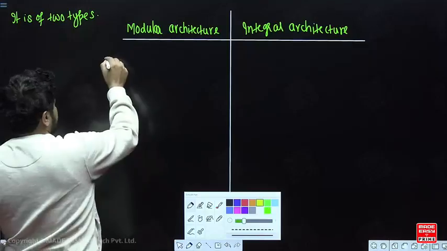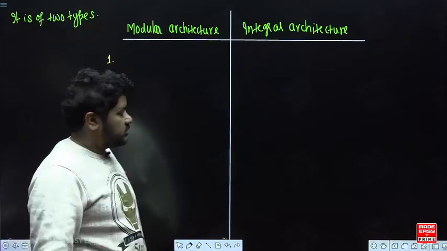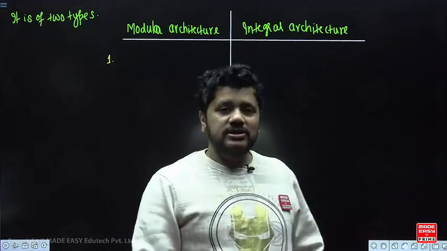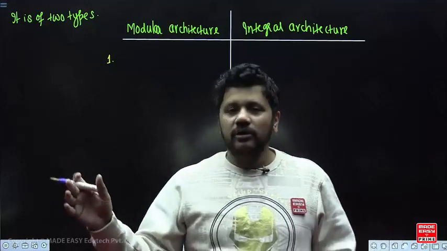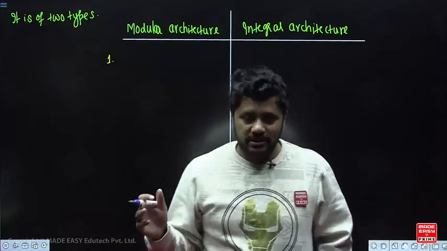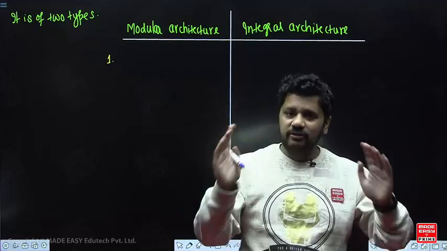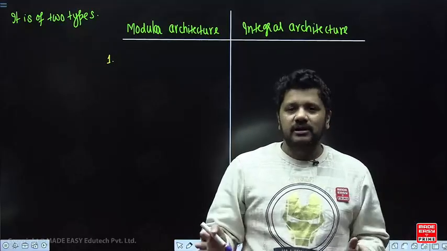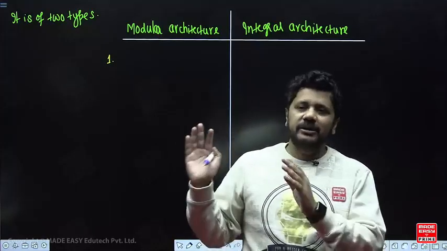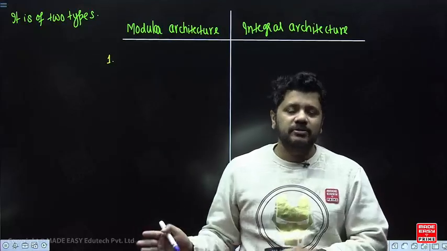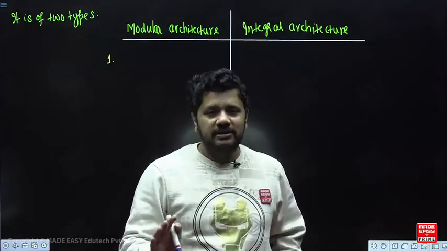Now, what is the basic difference between modular and integral architecture? Modular, like modular kitchen, what does it mean? If I say the kitchen is modular, it means in the space of the kitchen there will be a defined place where the stuff will be. There will be a defined place where the fridge will be, right?